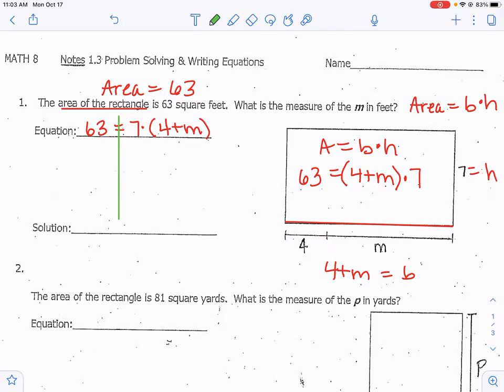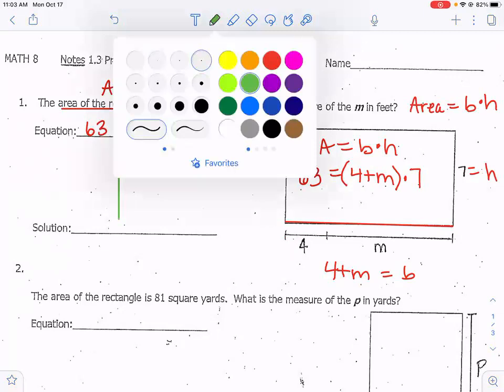Just 7 times 4? Okay, what do we call that? Do you remember? We call that distribute. Okay, distribution, to distribute. Okay, means the same thing.